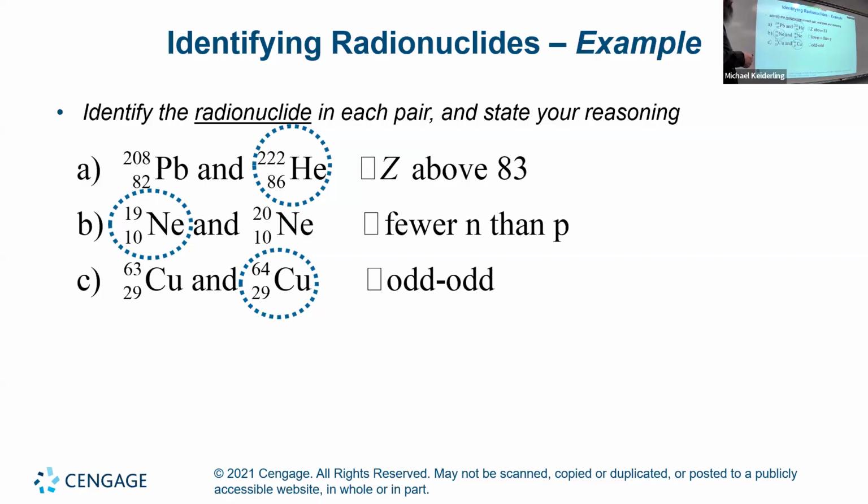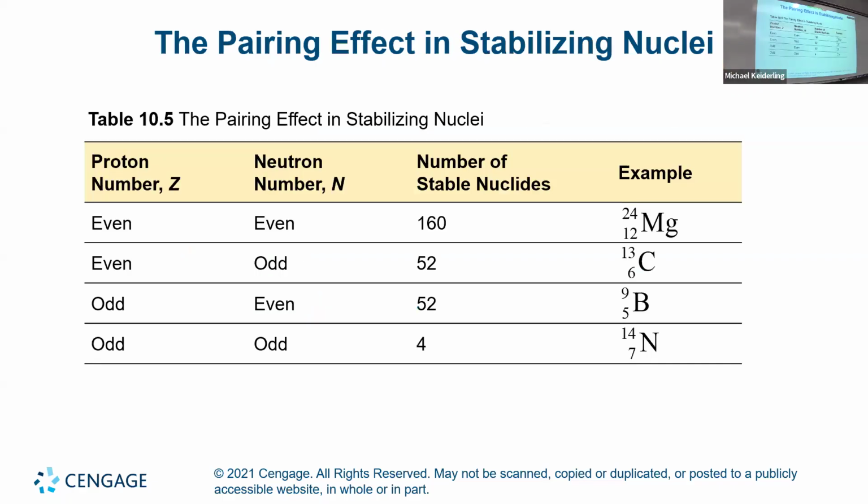Neon-19 has fewer neutrons than protons, so it's unstable, while neon-20 is stable. Copper-63 is odd-even, while copper-64 is odd-odd, so it's unstable. So the pairing effect stabilizes.